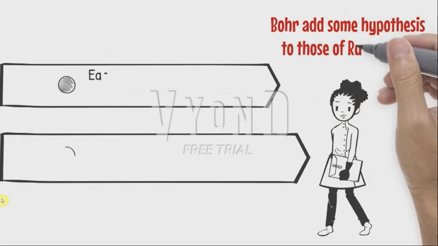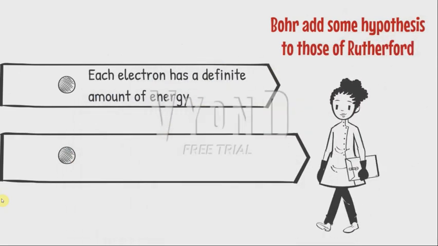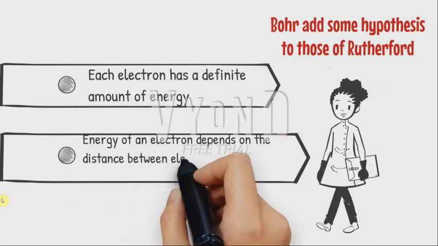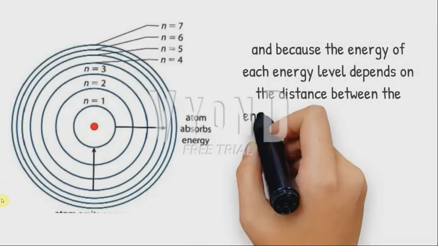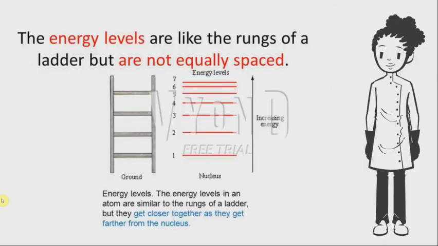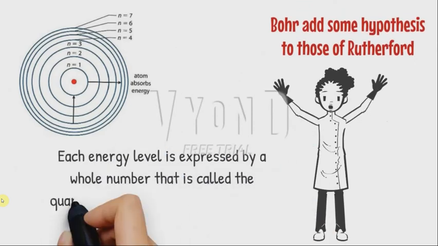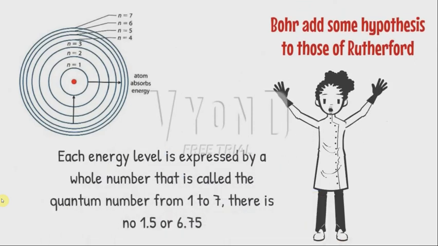More of Bohr's hypothesis. Each electron has an amount of energy. This energy depends on the distance between the electron and the nucleus. And because the energy of each energy level depends on the distance between the energy level and the nucleus, the bigger the distance, the higher the energy of the energy level, and the energy of the electron, of course. Examine the picture. The further the energy level is away from the nucleus, the less the distance between the energy levels. Each energy level is expressed by a whole number that's called a quantum number, from 1 to 7, since we have 7 energy levels.